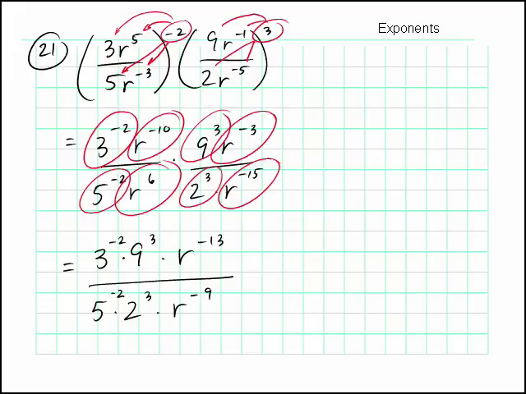Now I want this exponent to be positive, so I will move the 3 to the denominator. I want this exponent to be positive, so I'll move the 5 to the numerator. The 9 and the 2's will stay there because they already have positive exponents. This becomes 5 to the positive 2, 9 cubed. Down here I got 3 to the positive 2 now, and then 2 cubed.